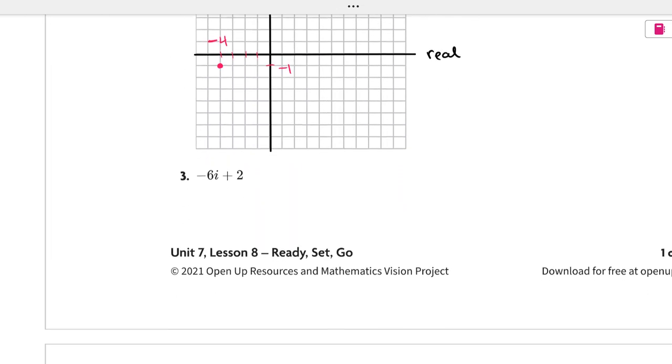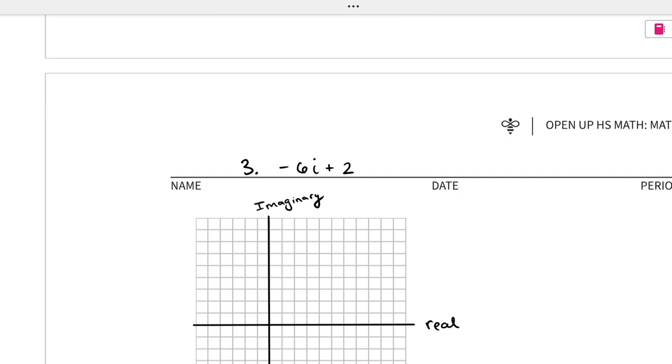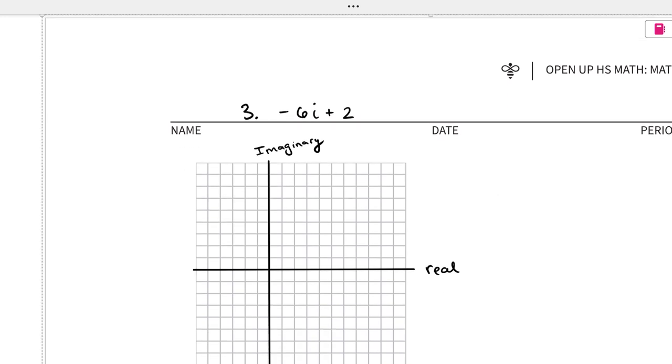Okay, question 3 is 2 - 6i. So -6i is our imaginary part, and 2 is our real part. So 1, 2 as the real part. And -6, so 1, 2, 3, 4, 5, 6. -6 as our imaginary part. So there is our point right there.